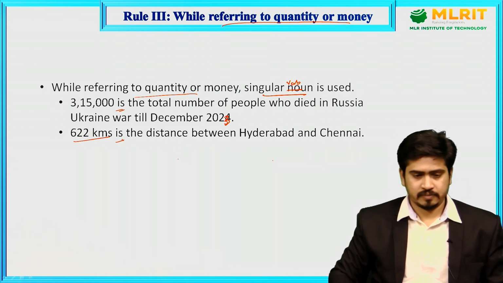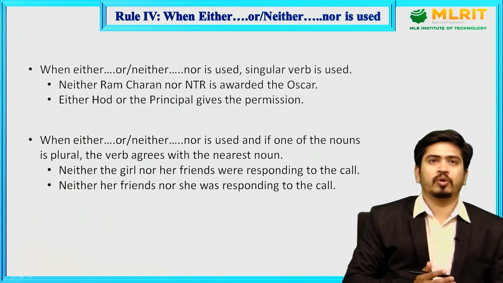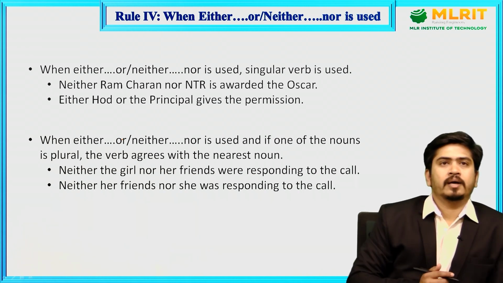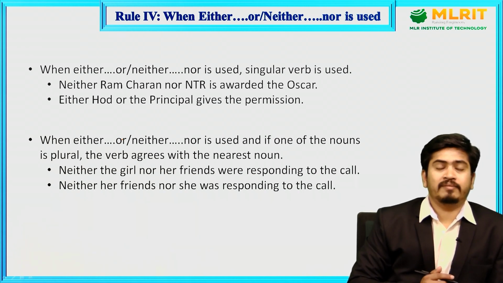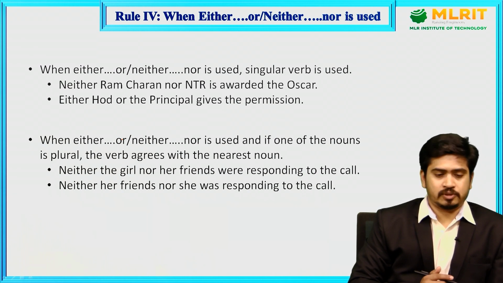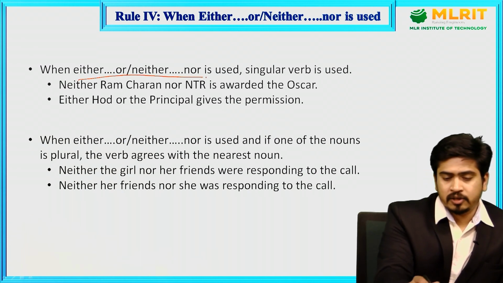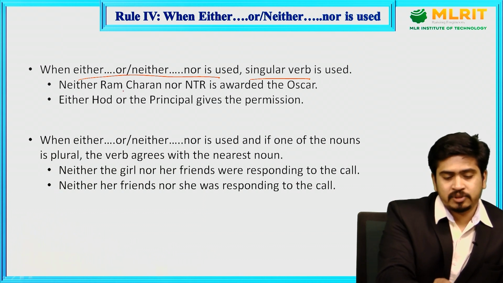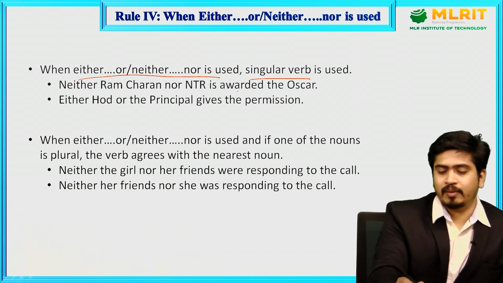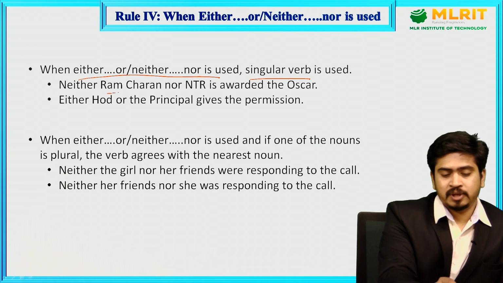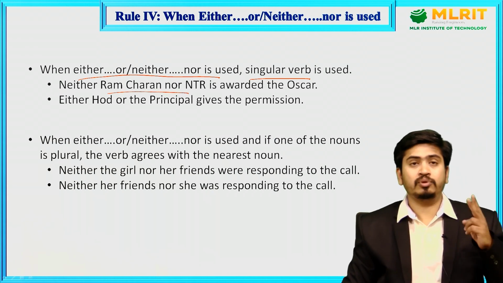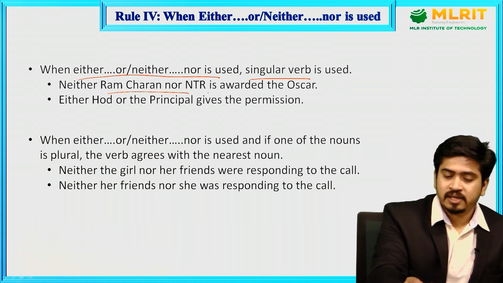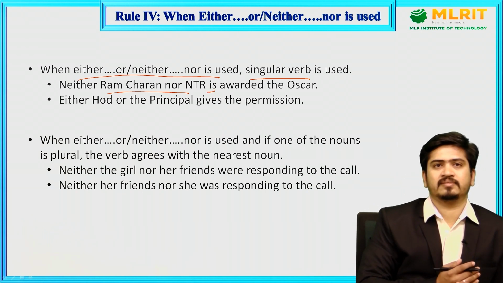to be used. Now next rule, rule 4, when either or neither nor is used. When either or neither nor is used, a singular verb is used. See here, neither Ramcharan nor NTR is awarded the Oscar. Now Ramcharan and NTR, though we have two nouns there, it doesn't take a plural verb, it takes a singular verb, is.